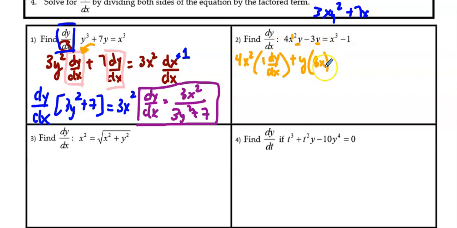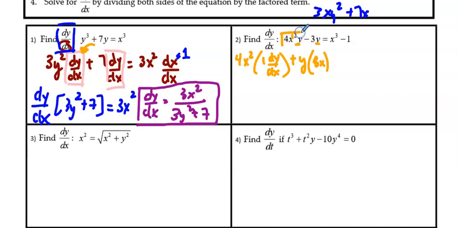I could write, if you wanted me to, dx over dx here, but I don't need to do that, and I'm not going to do that anymore. I want you to understand that when I'm taking the derivative of a function that has just an x variable in it, I'm not going to do dx over dx because it's always going to be 1. All right? So that's our first part.